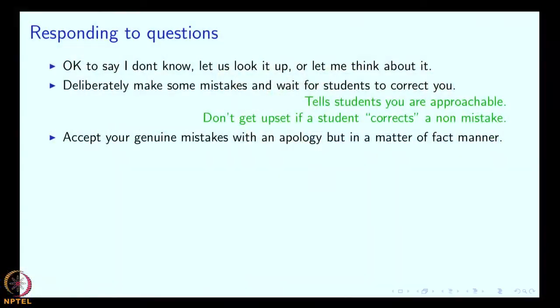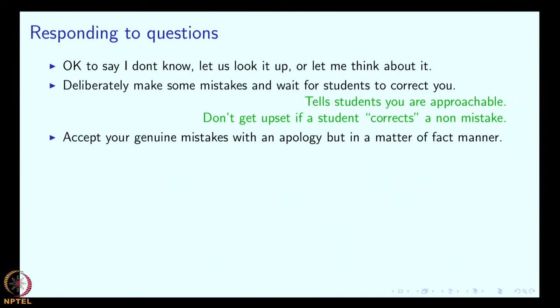Once in a while, it may seem that they are becoming too smart. Ignore it. Don't respond to it. Just move on. Just tell them that no, this is actually correct. And if you feel that it is not correct, let us discuss it after the lecture. But accept your genuine mistakes.